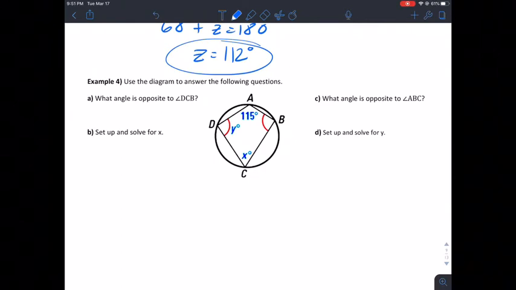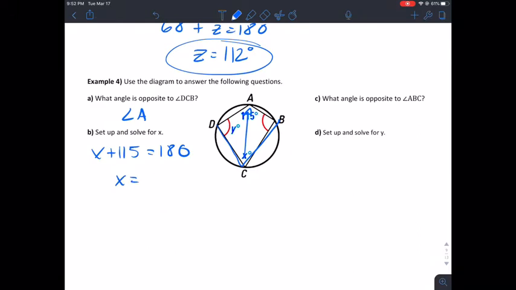So for example 4, use the diagram to answer the following questions. What angle is opposite angle DCB? If we're looking at angle DCB, the angle opposite is going to be this angle A here. It says set up and solve for x. So we know that x plus 115 need to give us 180. When you solve for x, you should get 65 degrees.